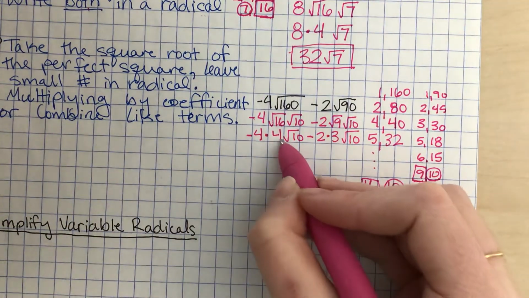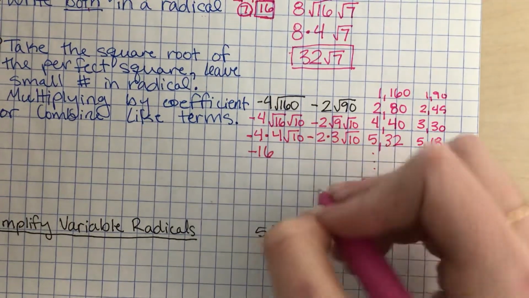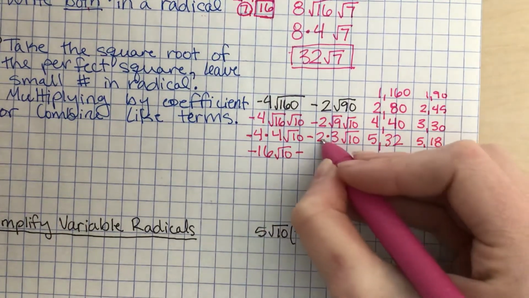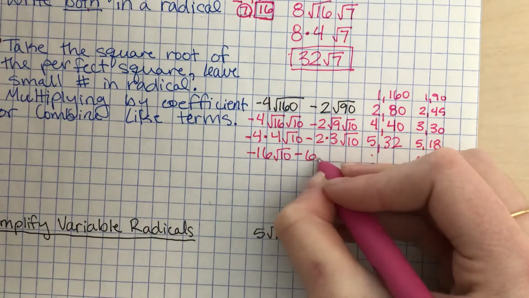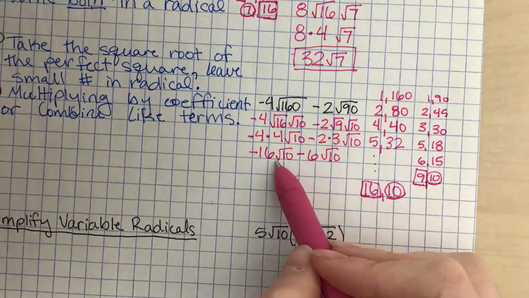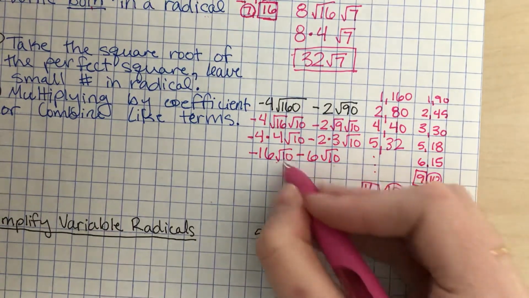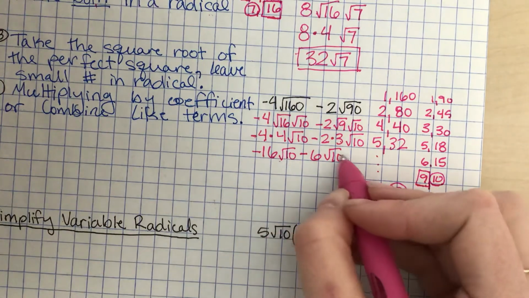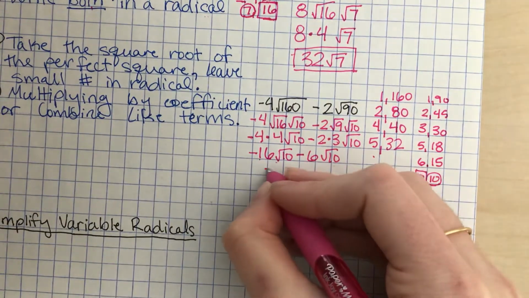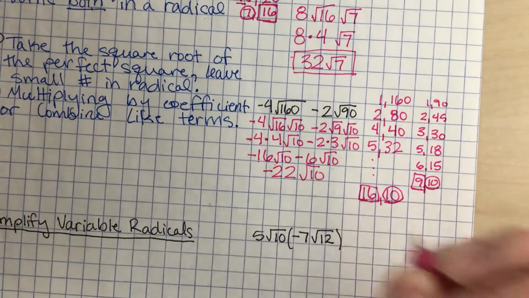So now 4 times 4, and it's a negative. So -16, square root of 10. Minus, we have 2 times 3, which is 6, square root of 10. Now, since these have the same square root, we said that we can combine those two things. Now, we don't change the square root. We're just saying how many total square root of 10s I have. So if I have -16 and I take 6 more away, that's -22 square roots of 10.